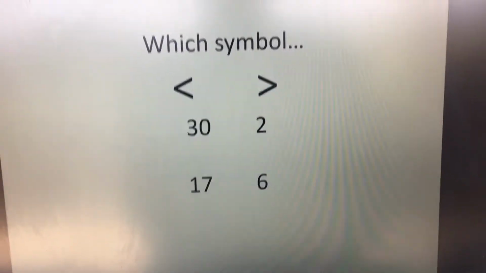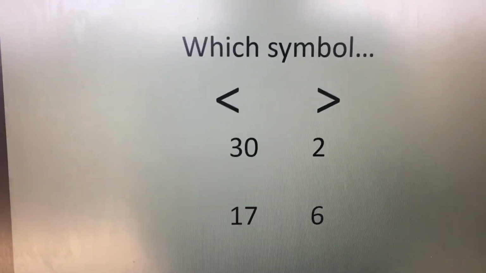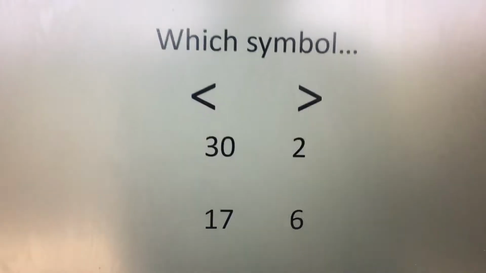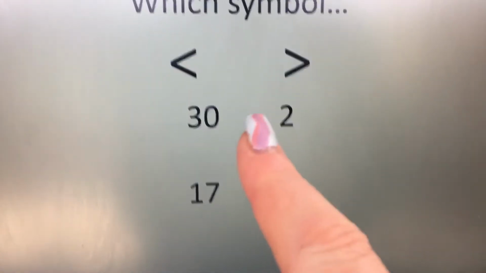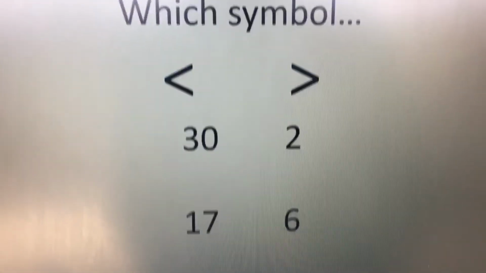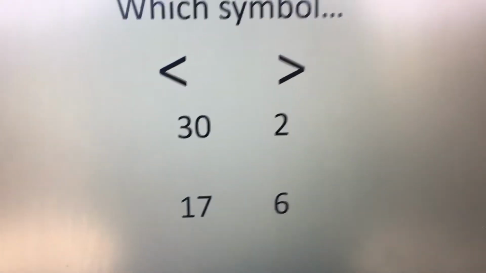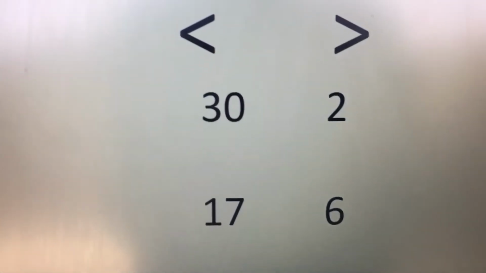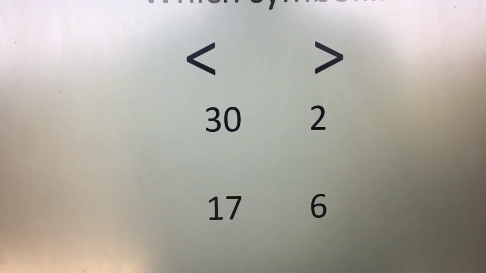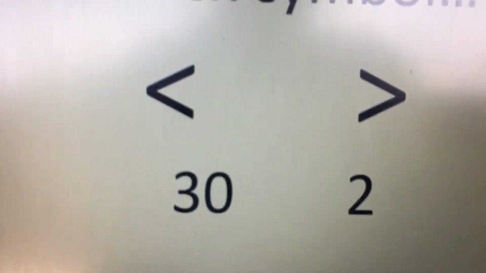Okay, let's move on to greater than and less than. So these are the symbols you are going to use. Can you write out, with a space in the middle, 30 and then 2? Which way would you point your symbol? 30 and 2. Okay, let's solve this one first.